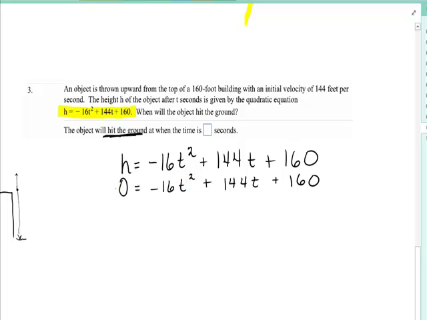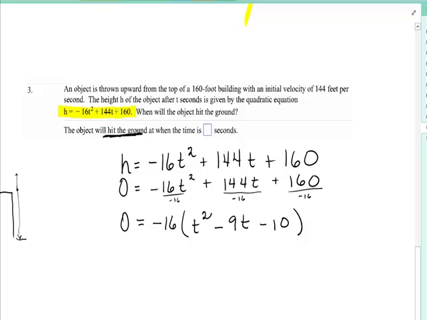So let me see if I can factor it. Oh, I have a leading coefficient, which is negative. We know from our very first lesson that we're going to need to factor that out. And it turns out that 16 does go into all of those. I'm going to grab my calculator. I'm pretty sure it does. If I divide this one by negative 16, that will give me t squared. And if I divide this one by negative 16, I will get negative 9t. And if I divide this one by negative 16, I will get negative 10.